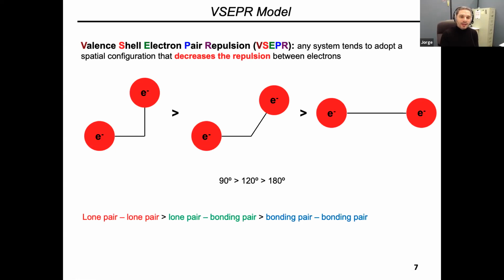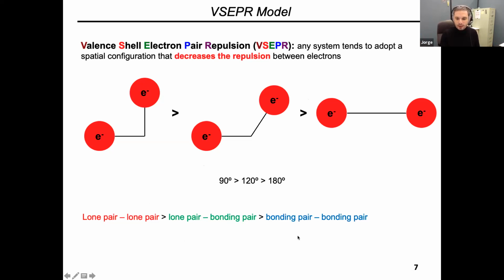And that's the VSEPR model. Any system tends to adopt a spatial configuration that decreases the repulsion between electrons. Okay? If the angle between two groups is 90 degrees, that's one of the highest repulsions possible. 120 is a little bit less, and 180 is the lowest repulsion possible. Okay, so 90 degrees is less stable than 120. That's less stable than 180.